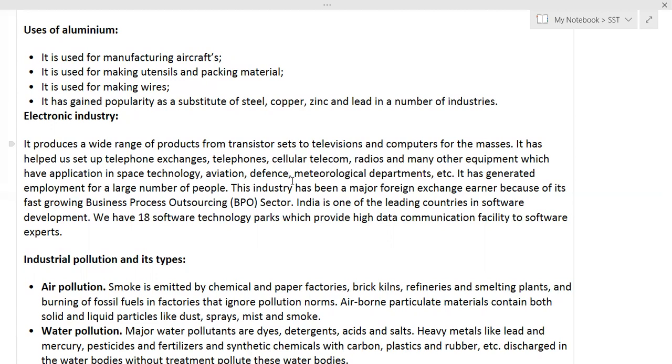It has generated employment for a large number of people. Electronic industries are rising very fast nowadays. This industry has been a major foreign exchange earner because of the fast growing business process outsourcing. As I told you, it's a very fast growing sector. BPO, business process outsourcing.